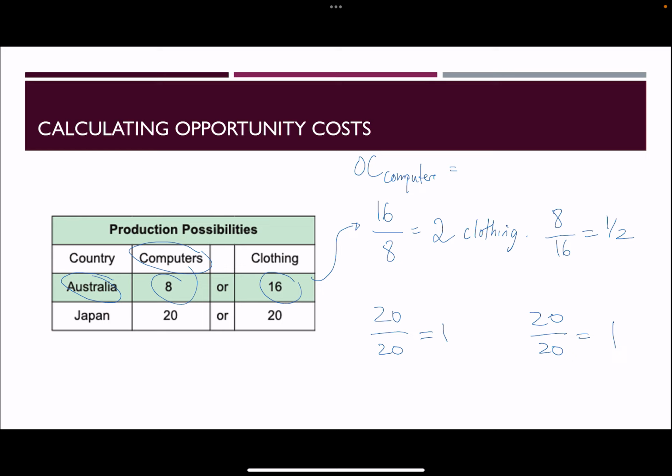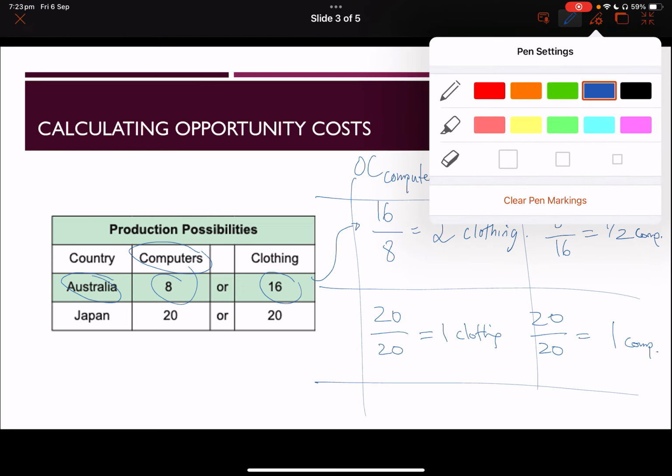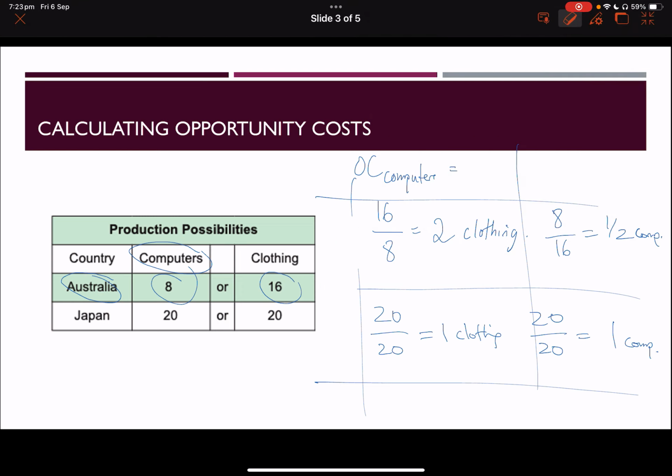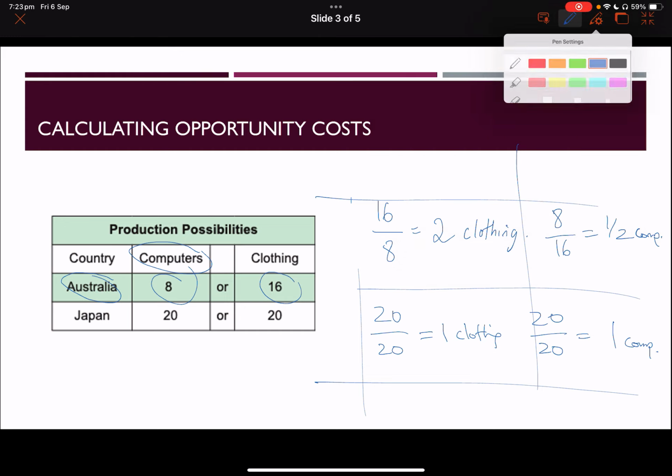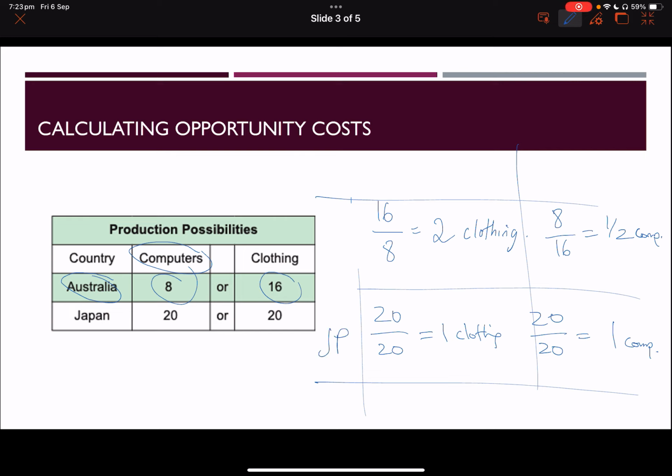So units will be important here. So we'll go clothing for this, and then on the right hand side we have computers and computers. And if we make this into a table, we can see quite easily what the opportunity costs for each of these countries are. So I'm just going to clean this up a bit, and we'll go down the bottom. It'll be Japan, then it'll be Australia, and then we have computers over here, and then we have clothing over here.